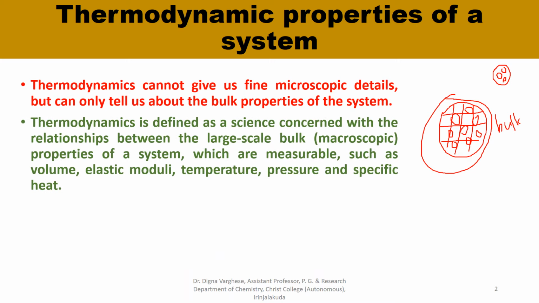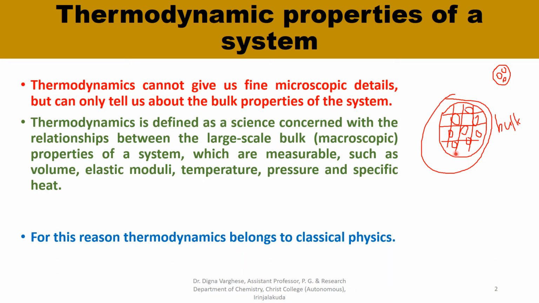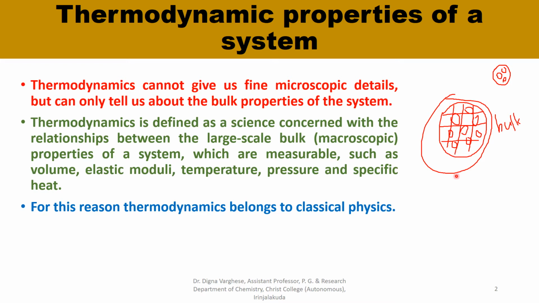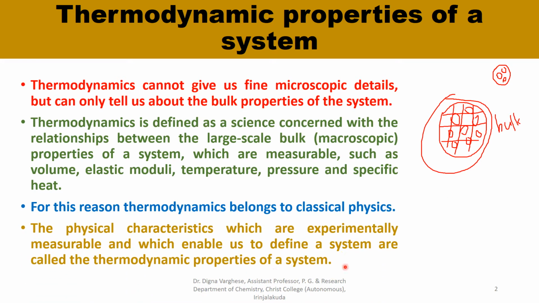Therefore, thermodynamics can be defined as a science concerned with the relationships between the large scale bulk, that is the macroscopic properties of a system, which are measurable, such as elastic moduli, volume, temperature, pressure and specific heat. For this reason, thermodynamics belongs to classical physics or classical thermodynamics. The physical characteristics which are experimentally measurable and which enable us to define a system are called thermodynamic properties of a system.